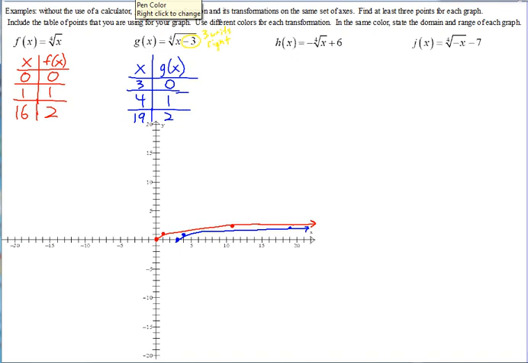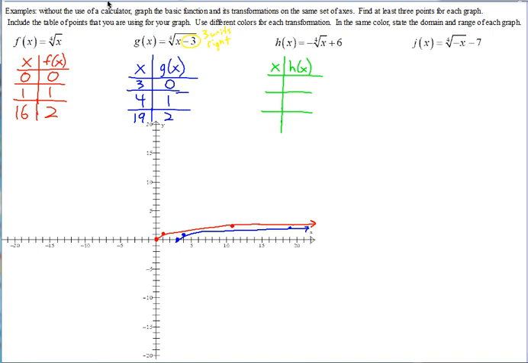Let's try this one in green here, h of x. Oh, I guess we can be writing down the domain and range of each of these at the same time. Actually, let's graph them all and then I will write the domain and range. That's probably easier. All right, so x and then h of x. Again, just go back to the original function and use the transformations. This one actually has 2 different transformations.